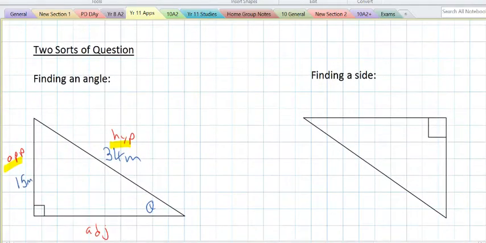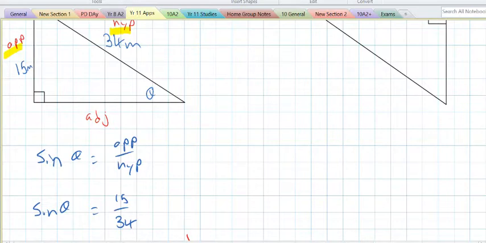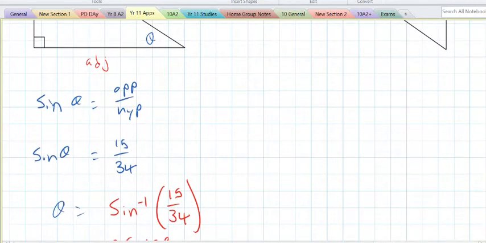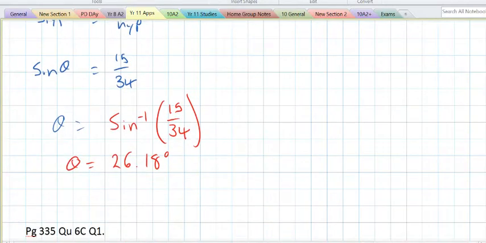Alright, so finding an angle, you label the sides, you identify the trig identity you want to use, in our case sine, write it out as sine theta equals opposite over hypotenuse, substitute in the numbers, and then inverse sine to find the actual thing.